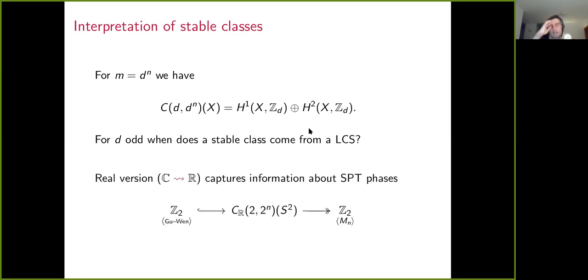Furthermore, generalized cohomology theories also classify SPT phases. So you can ask, does this generalized cohomology theory also classify any SPT phases? If you look at the real case, meaning that you replace complex numbers with real numbers in this construction, you can construct a cohomology theory, which is the real version of CDM.